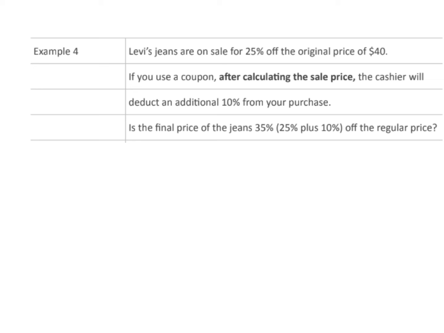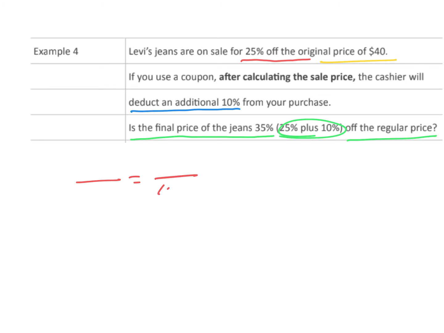So this will be the last one that we're doing. Levi jeans are on sale for 25% off of the original price of $40. If you use a coupon after calculating the sale price, the cashier will deduct an additional 10% from your purchase. So our question, is the final price of the jeans 35% off of the regular price? 25 plus 10% is 35, so that's why they're asking. Hopefully you already know the answer, but let's go ahead and go through the work.